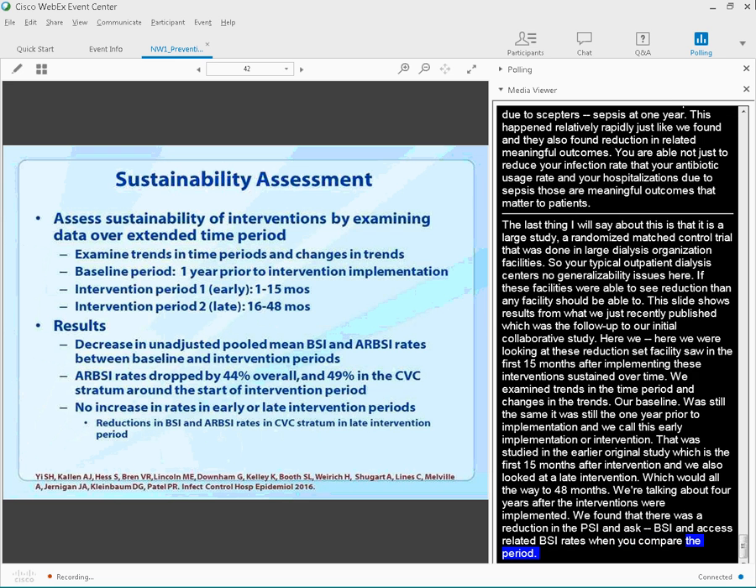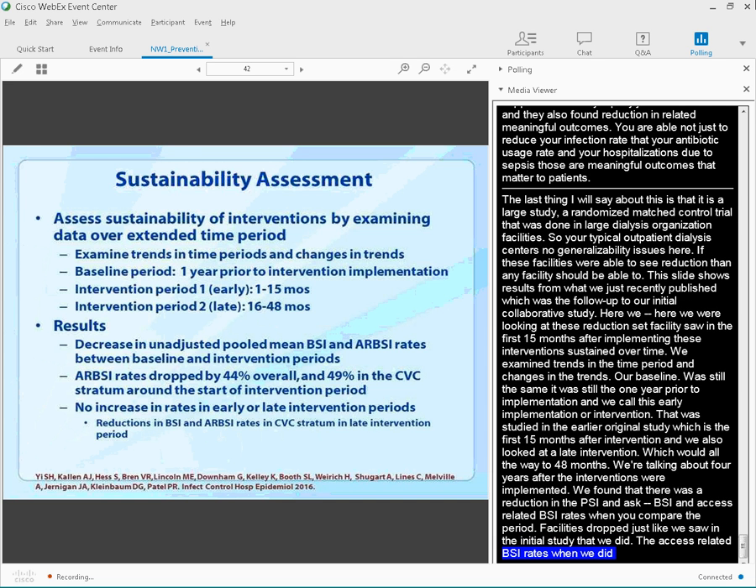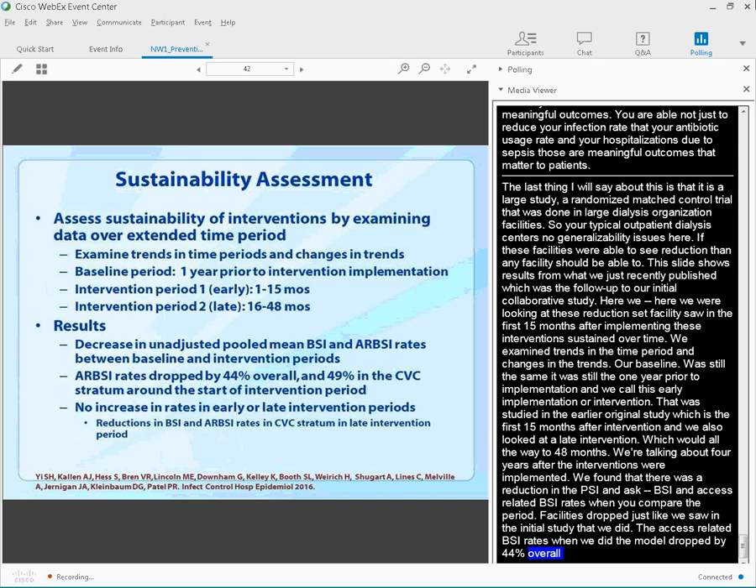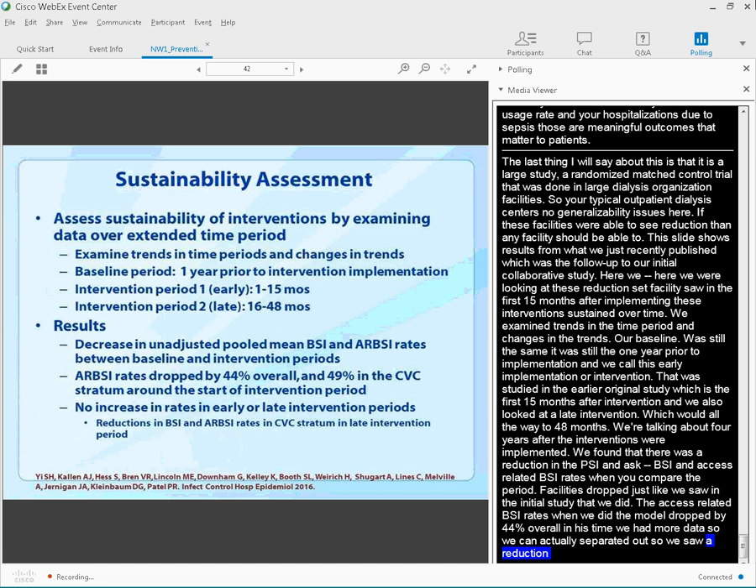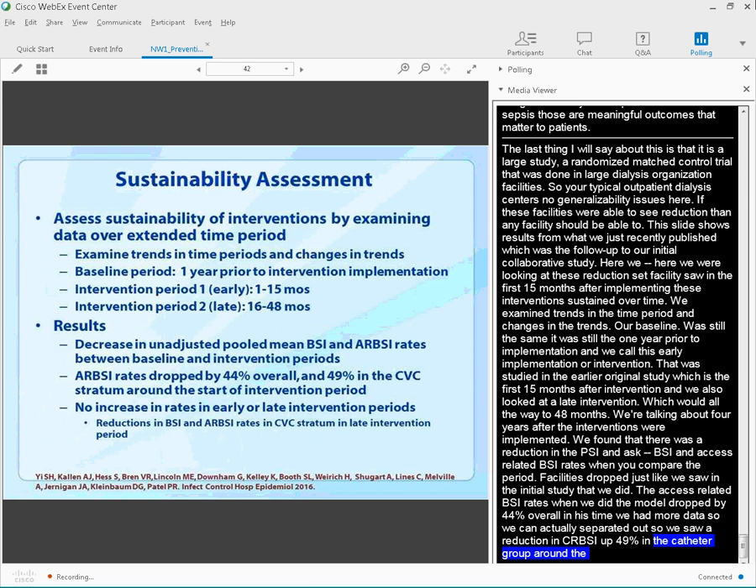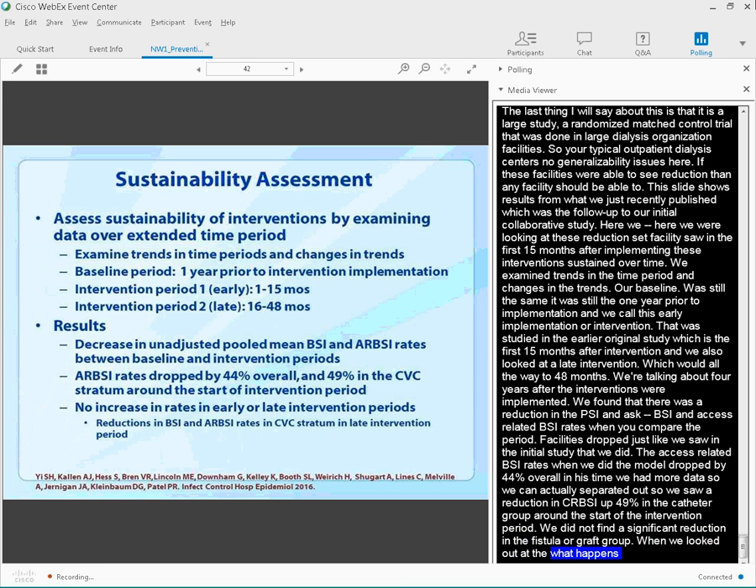The access-related BSI rates, when we did the model, those rates dropped by 44% overall, and this time we had more data, so we could actually separate it out into the catheter group and the fistula graft group. So we saw a reduction in AR-BSI of 49% in the catheter group around the start of the intervention period. We didn't find a significant reduction in the fistula or graft group, so that's interesting to know. When we looked at the trajectory of the rates over time, there was no increase in the rates in the early intervention period or in the late intervention period.